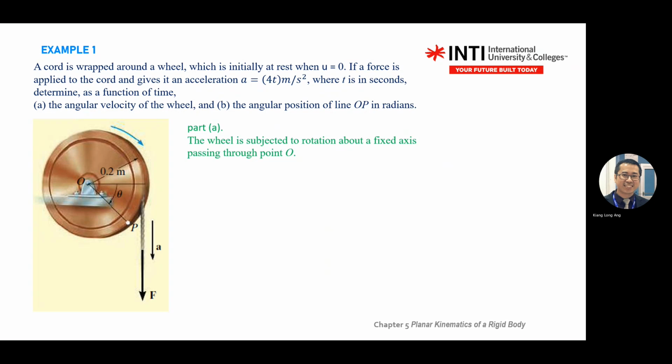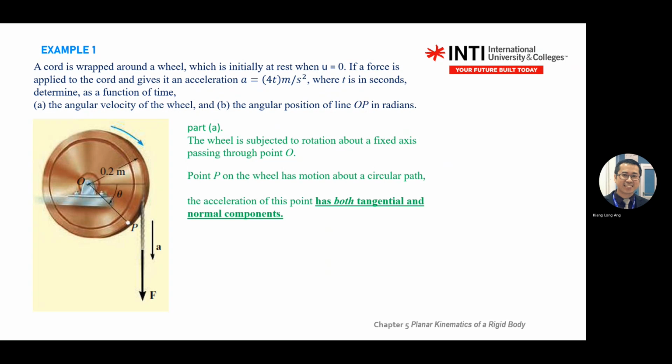So, part A, the angular velocity of the wheel. You know that point P, when you rotate, is having curvilinear motion. Then you can split into normal and tangent direction. You focus on point P first. Then you look at how point P moves. If it moves in a straight line, then you solve by normal equation. But if it moves in circular or curvilinear motion, then you need to split into N and T direction.